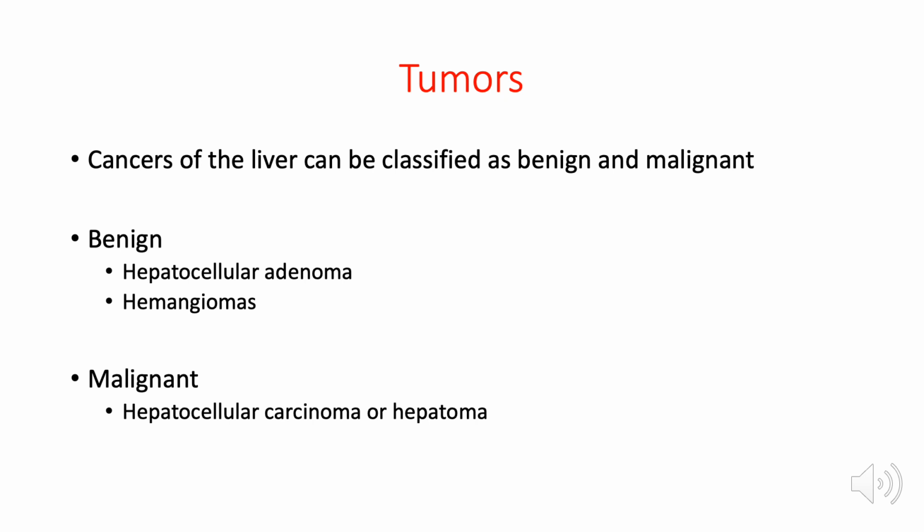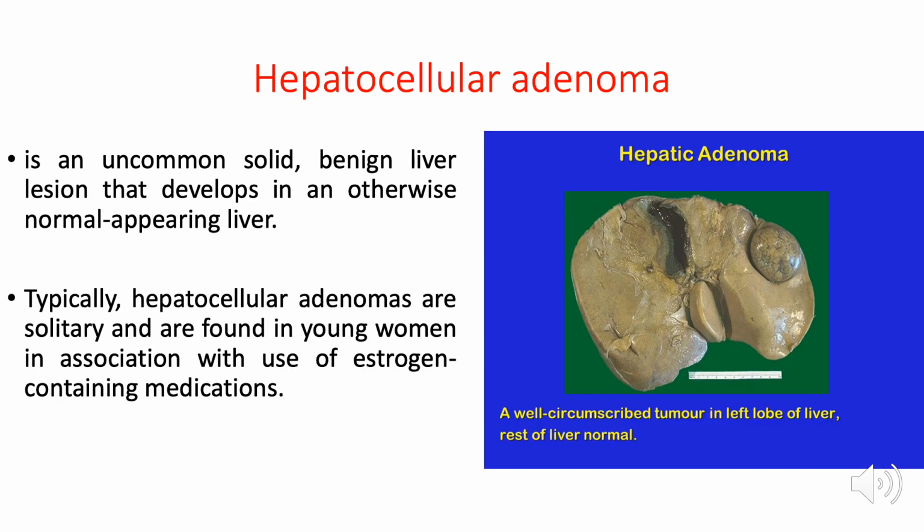The tumors or cancers of the liver can also be classified as benign or malignant. Benign tumors of the liver include the hepatocellular adenoma and hemangioma. And the most popular malignant tumor of the liver is the hepatocellular carcinoma or hepatoma. The first benign tumor of the liver is the hepatocellular adenoma. This is characterized by the presence of a single or solitary mass found within the normal appearing liver. And this mass doesn't cause significant damage to the liver tissue. That's why it's considered benign.